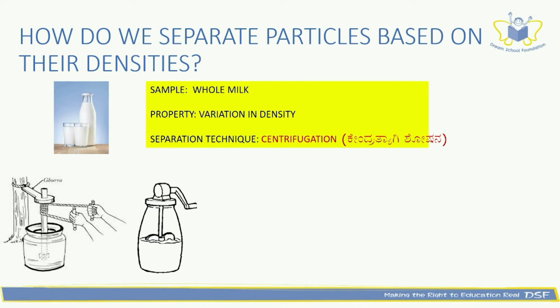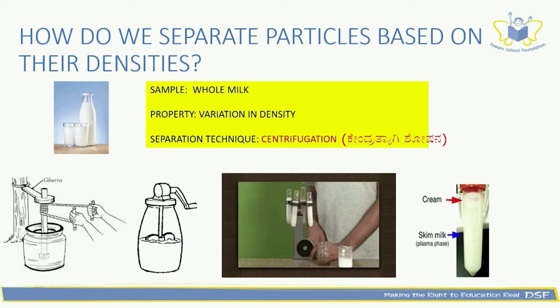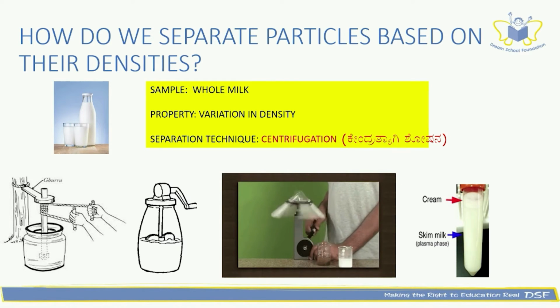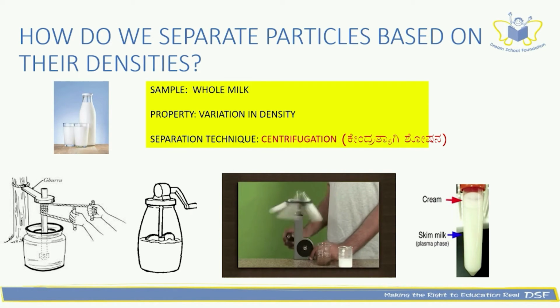Yes, by churning. What happens when a liquid is churned? The particles in the liquid separate based on their densities. The ones with lower density will come up, whereas the ones with higher density go down, and we can now separate them easily. This process is termed as centrifugation. See what happens here. As you can see, when the milk is rotated or centrifuged, the cream settles on the top and the skim milk is at the bottom. Hence, we have separated these two from each other.